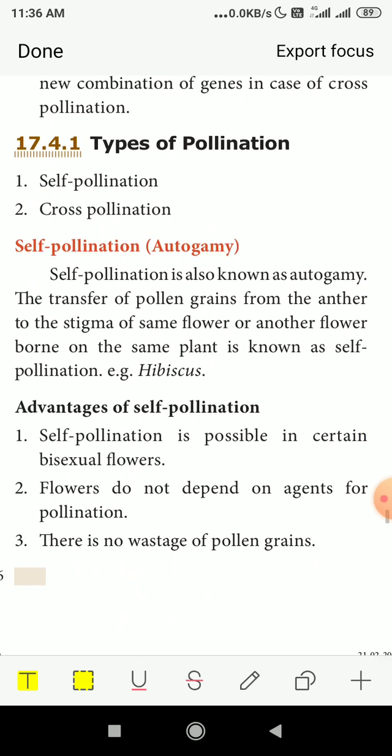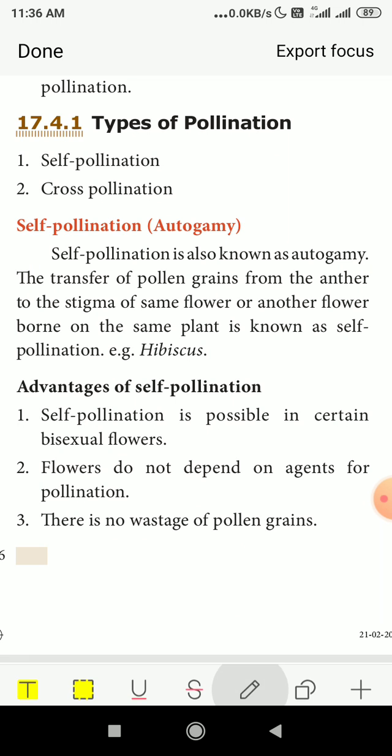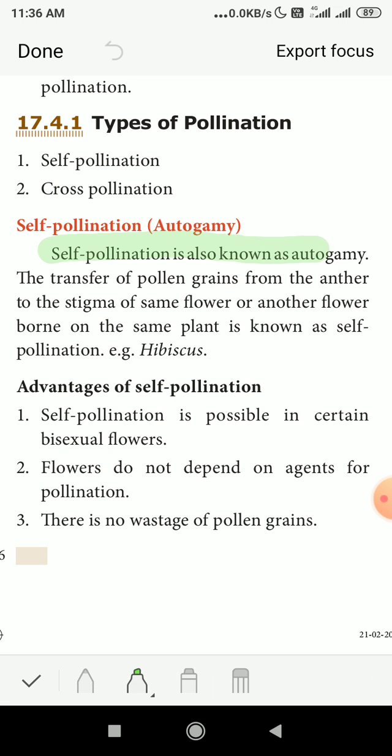Self pollination is also known as autogamy. Self pollination means that pollination takes place in the same plant, and that is called autogamy. It is the transfer of pollen grains from anther to the stigma of the same flower or another flower borne on the same plant. The pollen grains fall on the same flower or the same plant. That is called self pollination, for example, in hibiscus.